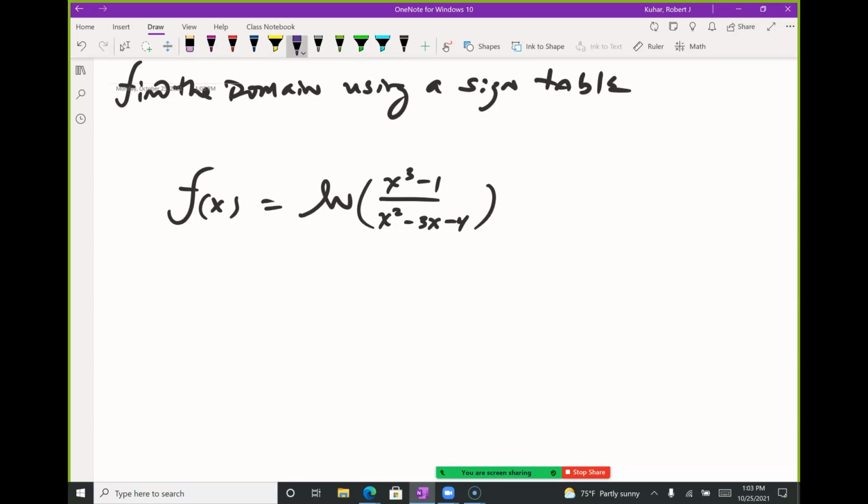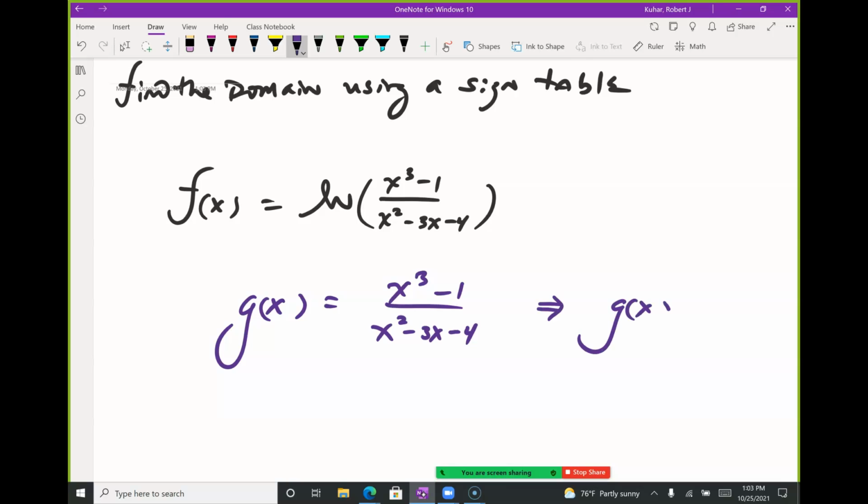So what is our main argument? We want to make sure that the interior function is positive, right? So g of x equals x cubed minus 1 over x squared minus 3x minus 4. I need g of x to be greater than 0. Whatever I'm putting into that log function has to be positive. I can't put a 0 in, I can't put a negative in. So I'm going to split up the number line and see where my g of x function is above ground. Everybody with me here? Nice.